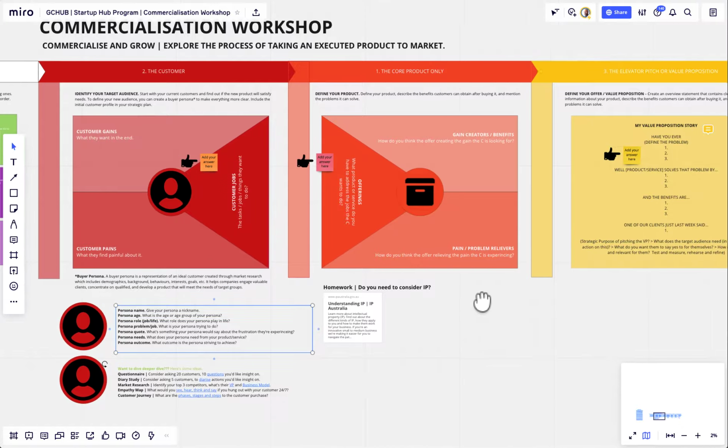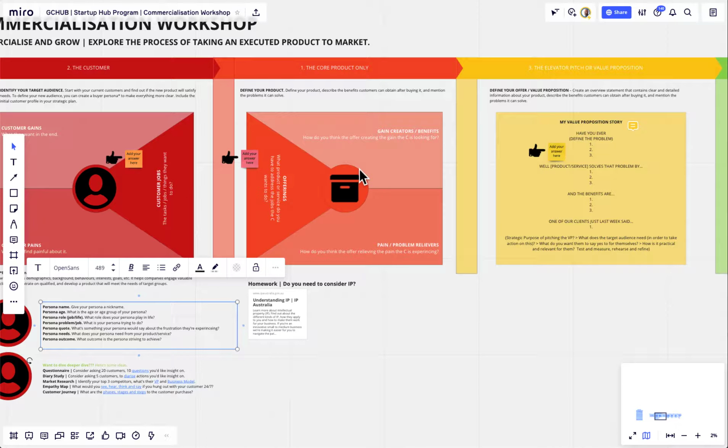Then we'll dive deep into the product or service offering. What is the product or service? How does it address those particular customer pains? And how does it create those desirable customer gains?